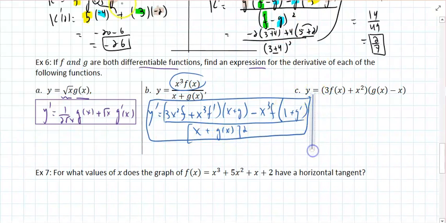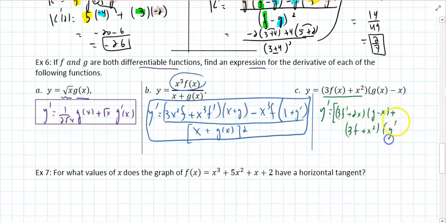And if I take a derivative of the last piece, y prime equals the product rule. Derivative of the first, that's 3 times f prime plus 2x, times the second, plus the first times derivative of the second, which is g prime minus 1, and that would be it.